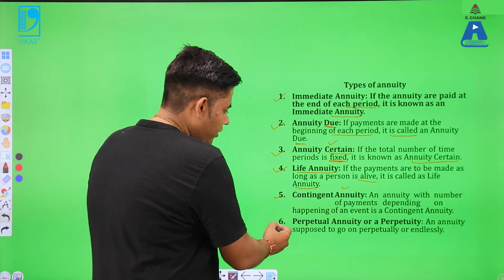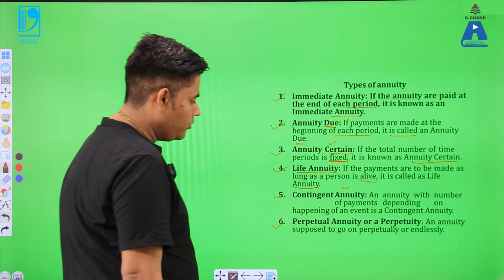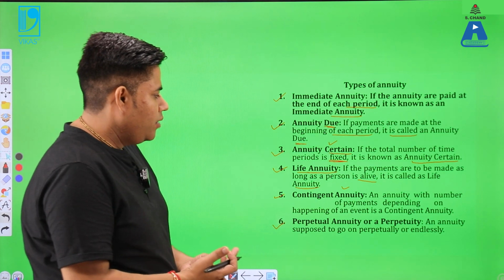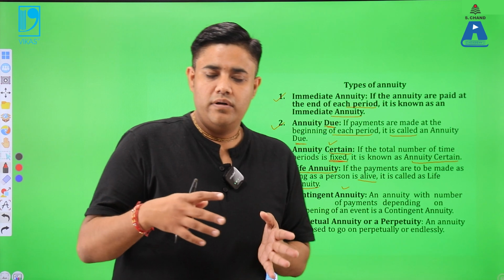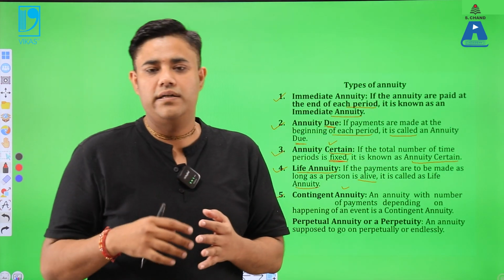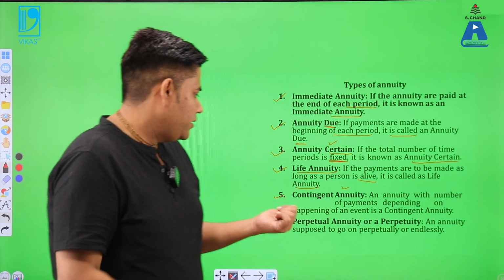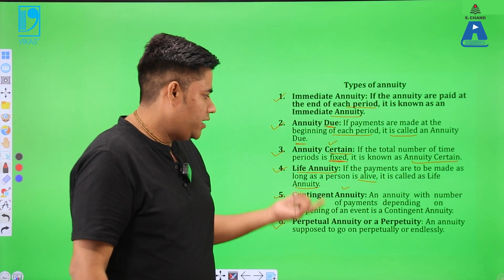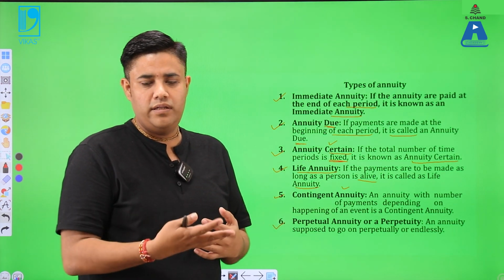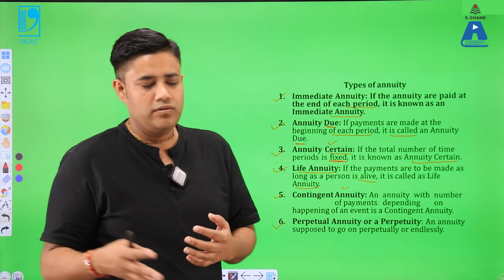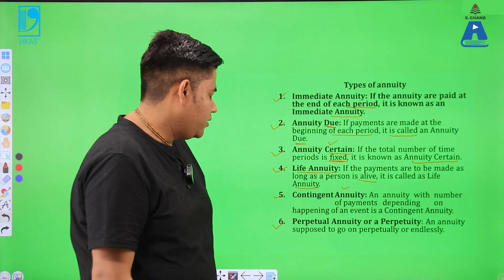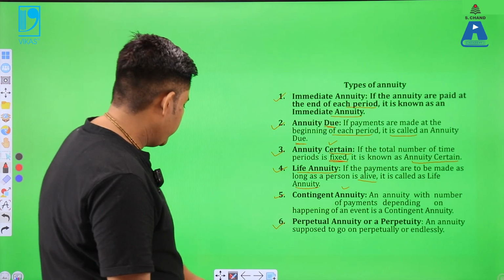And perpetual annuity is that particular annuity that is supposed to go on perpetually or endlessly, depending upon the requirements. So if you want to carry those payments again and again, without any end, that aspect is related to the perpetual annuity or perpetuity.